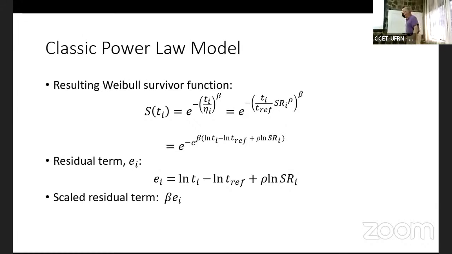So when I call this a residual term, this really is a residual term. But it's pretty simple in respects, and I'll try to show that. I've got a picture coming up to illustrate that. If I multiply it by beta, it's actually a true scaled residual in the regression sense.